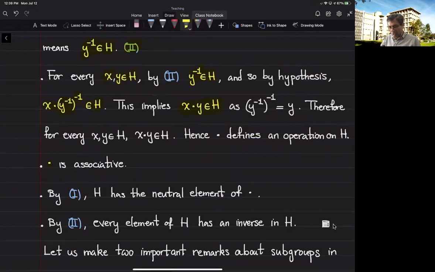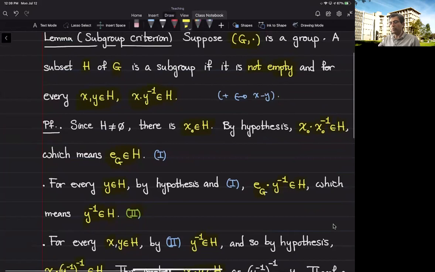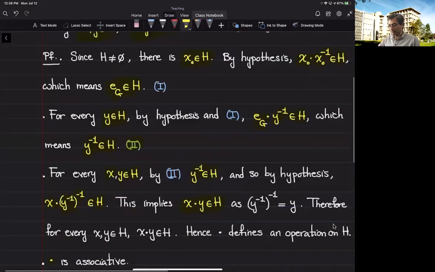So this is associative. H does have the neutral element of this operation, and every element of H has an inverse with respect to this operation inside H. So altogether, we get that H and dot form a group, and therefore H is a subgroup of G. So we proved the subgroup criterion. In order to show a non-empty subset of a group is a subgroup, it's enough to show that x dot y inverse is inside H for every pair of elements x and y in H.